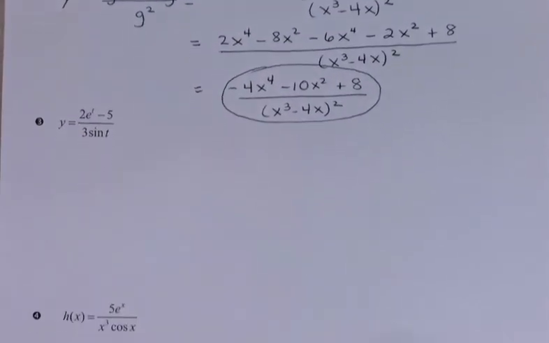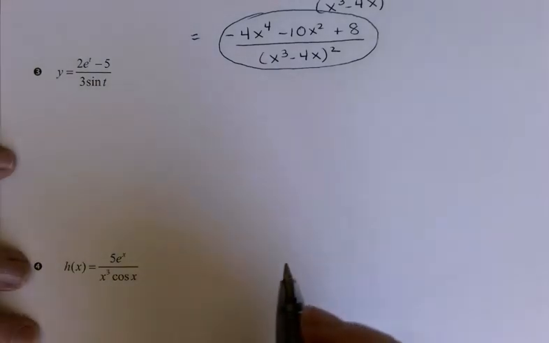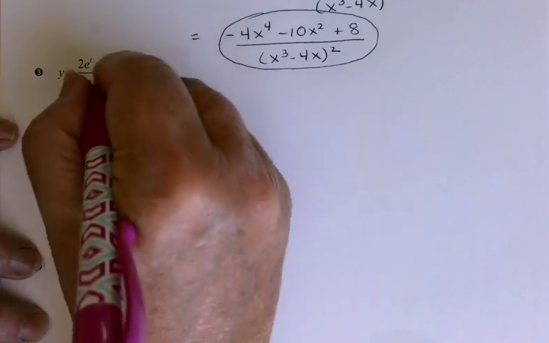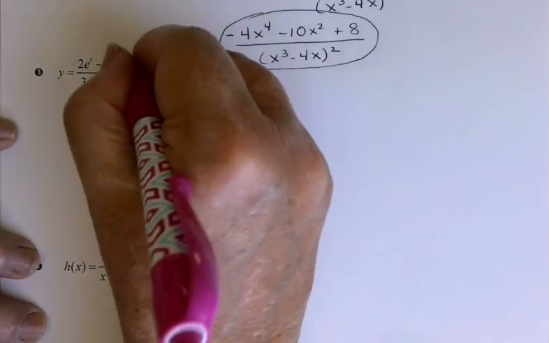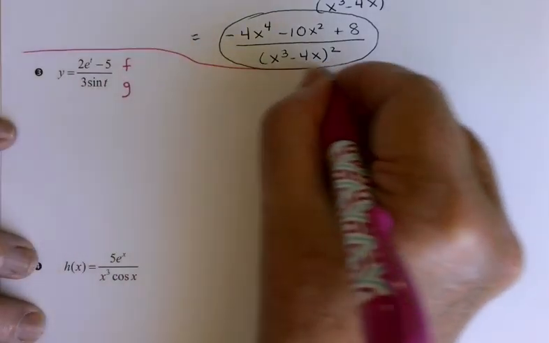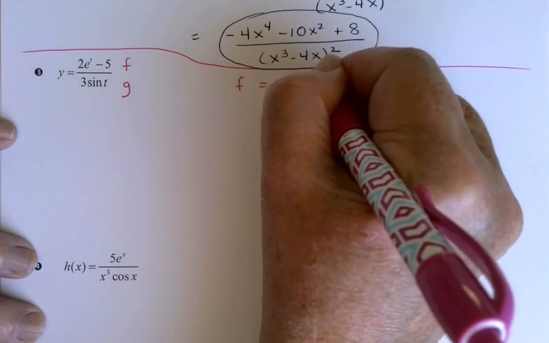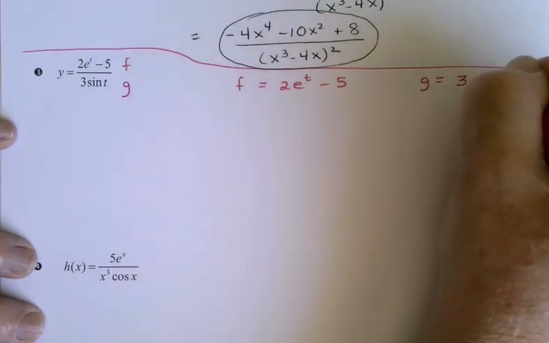All right, let's try number 2. Once again, I can see that I can't simplify this. I can't divide first. So I am going to go ahead and use my quotient rule. It looks like here we would have f is the numerator again, and g is the denominator. So f will be 2e to the t minus 5, and g will be 3 sine t.